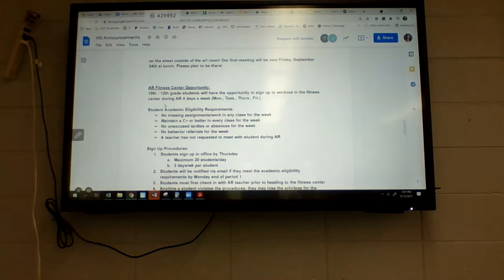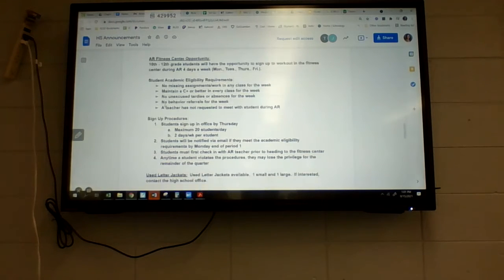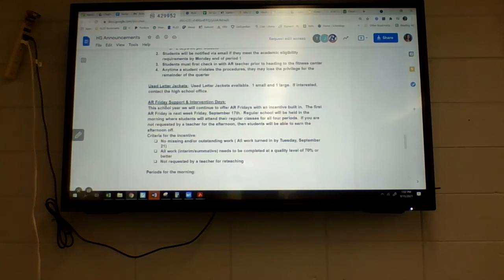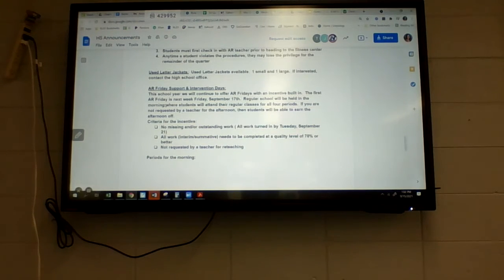Fitness Center: if you are thinking about working on the fitness center next week during AR, you have to sign up by tomorrow in the office. There's a maximum of 20 students per day, so get signed up. Newsletter, jackets, incentive days: make sure you take care of business, that probably needs to be turned in already.